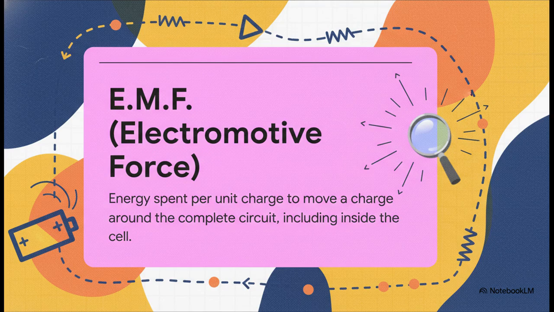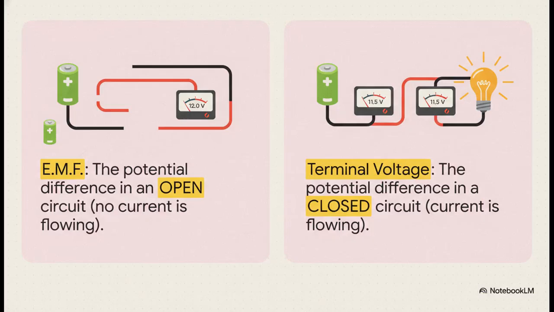It represents the total energy it gives to each little bit of charge to make one full lap through the entire circuit, and that includes the journey back through the battery itself. This slide shows a really crucial real-world difference. EMF is the battery's ideal voltage. It's what you'd measure if the battery was just sitting there, not connected to anything.